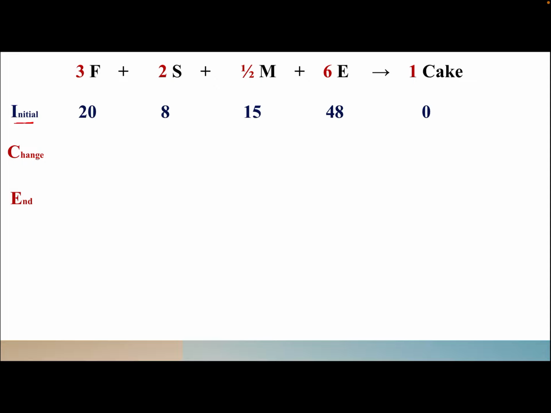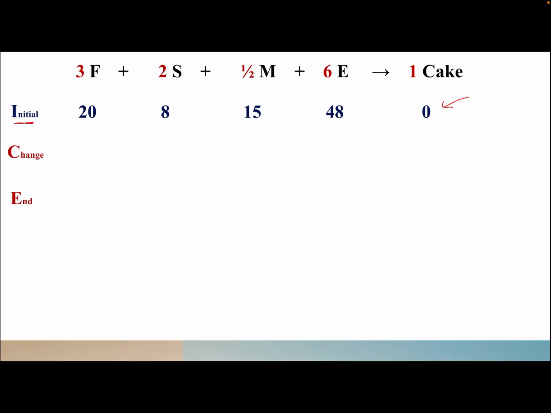Okay, so we had in our kitchen 20 cups of flour, 8 cups of sugar, 15 gallons of milk, and 48 eggs, okay? Oh, sorry, I think I said this was a half cup of milk. It's a half gallon of milk, my apologies. Regardless, that's what we are starting with. And we put a 0 here because we don't have any cake to start with. And that's going to be true for most of our reactions. Our products are going to be 0 because we're not starting with any, right? We're just dumping in reactants.